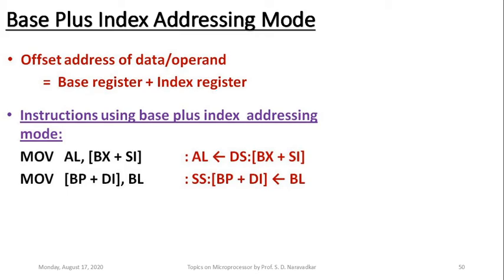Now the question here: as the base pointer is involved, it is certain that the stack segment is to be referred. But if the destination index is involved, it is certain that the extra segment is to be referred. Question here: in this particular base plus index addressing mode, which segment is to be referred?